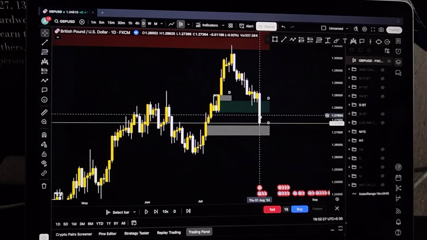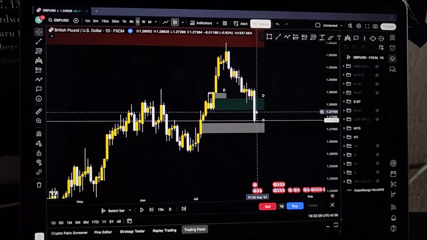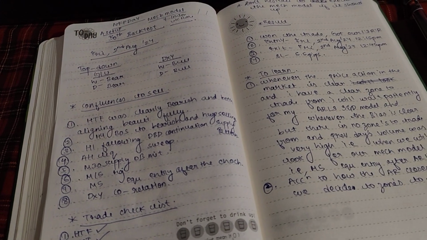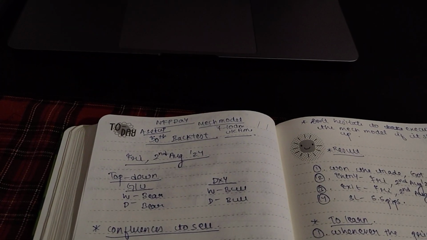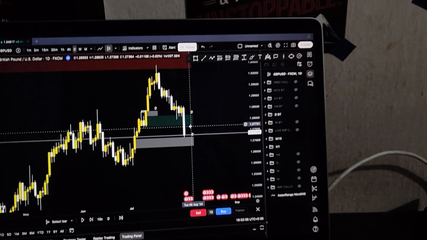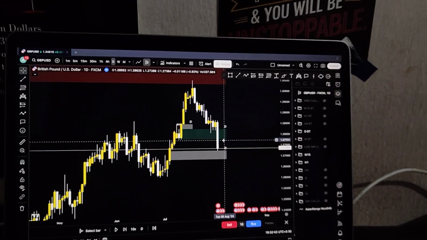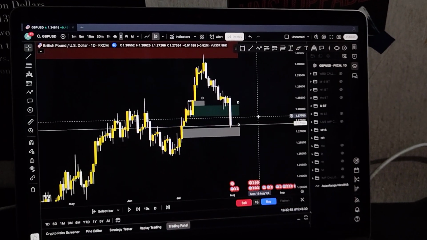Today I'll be breaking down the trade that I took on Friday, 2nd of August 2024, as you can see. And finally I have now reached the 50 backtest mark. I have written 50 backtests, but I have already done more than 300 backtests, as you know.